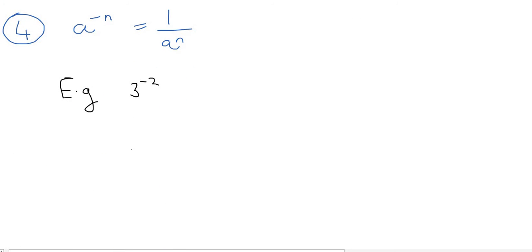Okay, rule number 4 is called the reciprocal rule. And this tells us how to deal with negative indices or negative exponents.